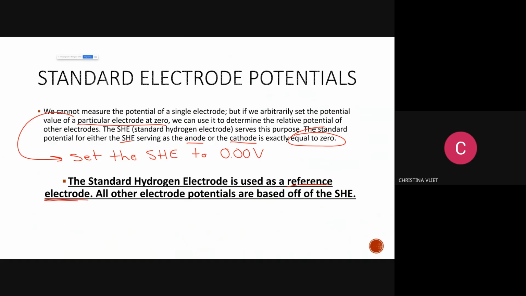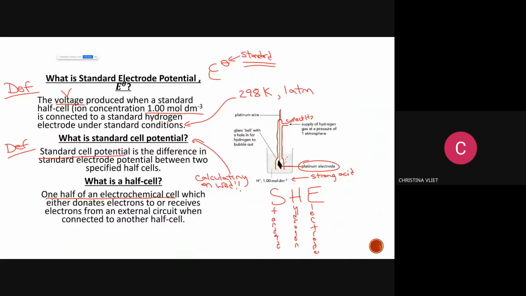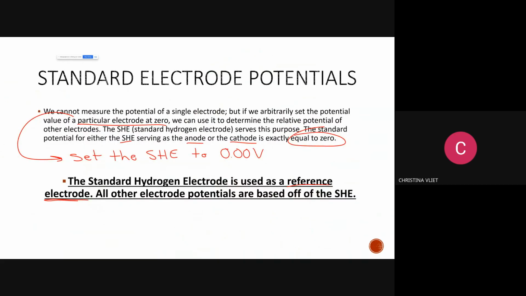Does that mean that if we want to measure the voltage of a particular cell, we need to do it versus the SHE? You will be provided with values, or what you'll be provided with is the difference between the two. But it's okay. You'll see, everything's against the SHE.